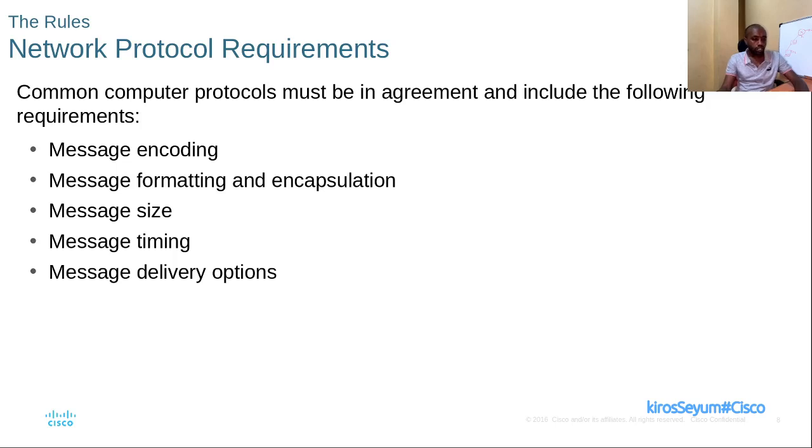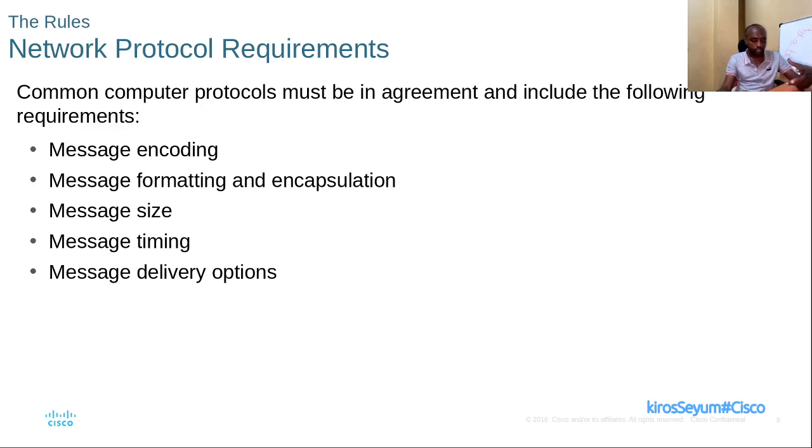So in network protocols, one, the message encoding. What type of communication are they using? What type of encoding is being used? Format. How is it encapsulated? What is actually encapsulating the data? What type of coding is it using? Message size. How much is the size? What are the beginning bits, the end bits, and in between what is the protocol being used?